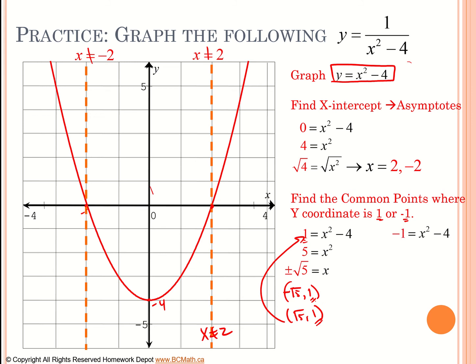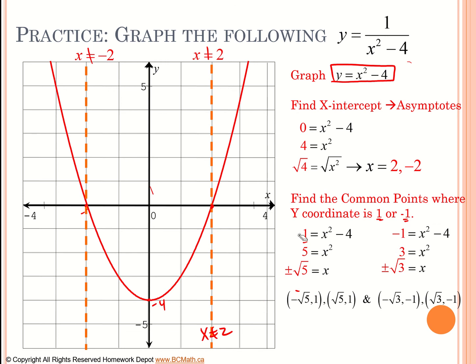And you do the same thing with -1, so you make y equal to -1, and now you solve for x. You move the 4 over, so you get 3. Square root them, you get plus or minus root 3. So therefore, for the second one, your common points will be -3 comma -1, and +3 comma -1. And they're both -1 because you made the y value equal to -1 there. Okay? So you can estimate what it is. So those are the 4 common points.